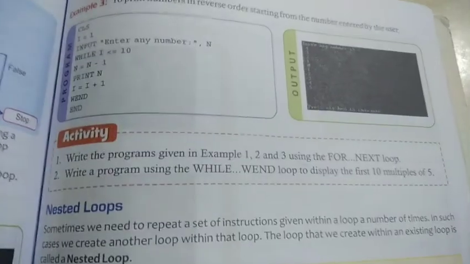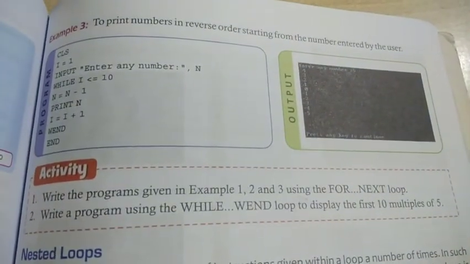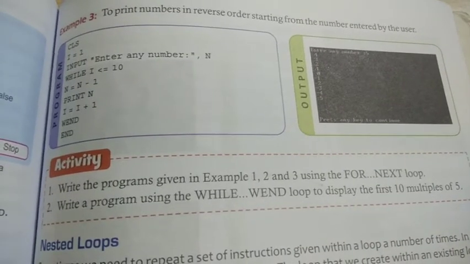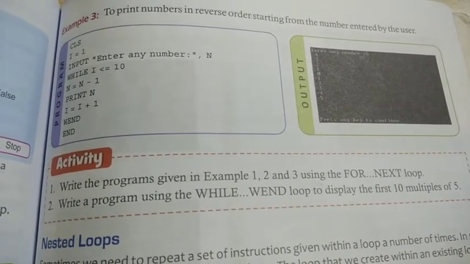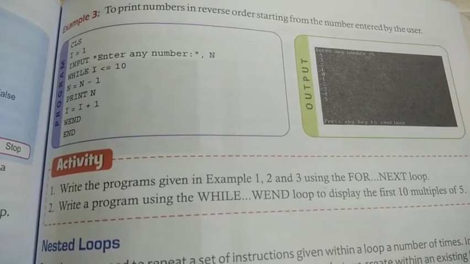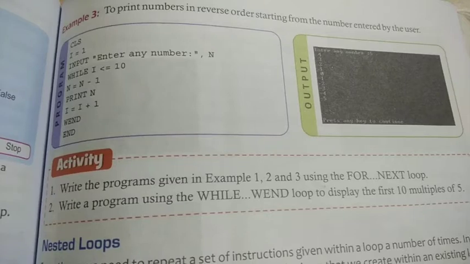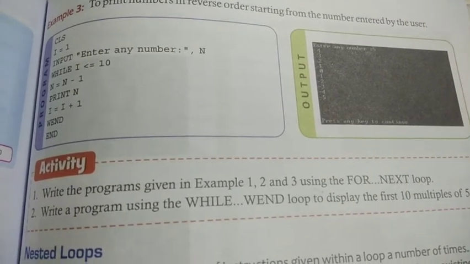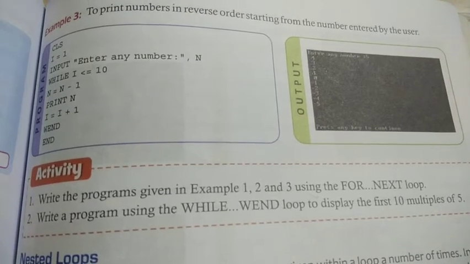Okay, then students, next example number 3, to print numbers in reverse order starting from the number entered by the user. So CLS, I = 1, input enter any number n, and then while I <= 10, n = n - 1, print n, I = I + 1, wend, end. See the output, which shows minus values to show the reverse order.